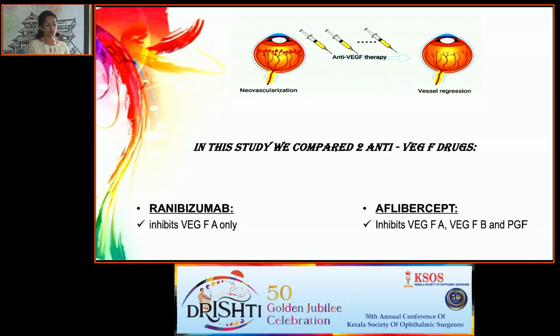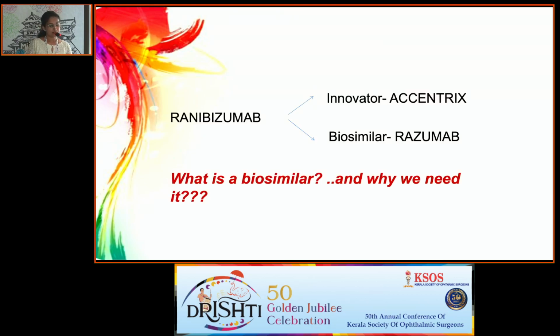Since the pathogenesis is because of VEGF, the treatment of choice is anti-VEGF injection. In this study, we compared two anti-VEGF drugs. First one is ranibizumab, which inhibits VEGF-A only. Second one is aflibercept, which inhibits VEGF-A, B, and placental growth factor. In ranibizumab, we are comparing two groups: innovator, that is Lucentis, and biosimilar, that is Razumab.